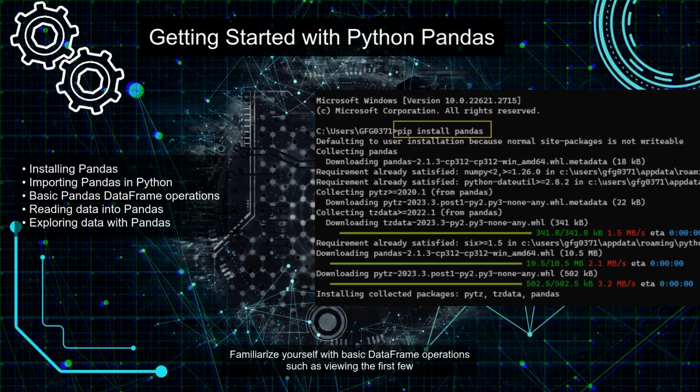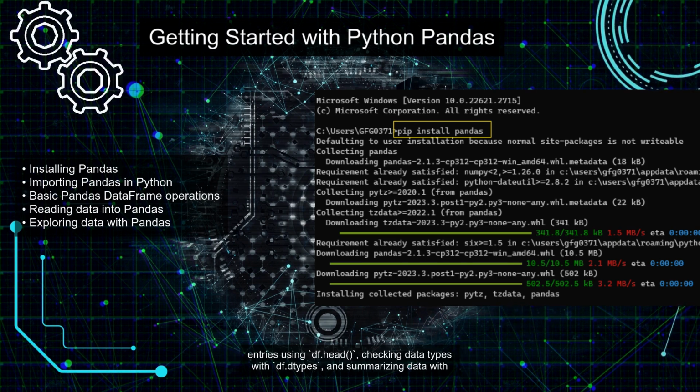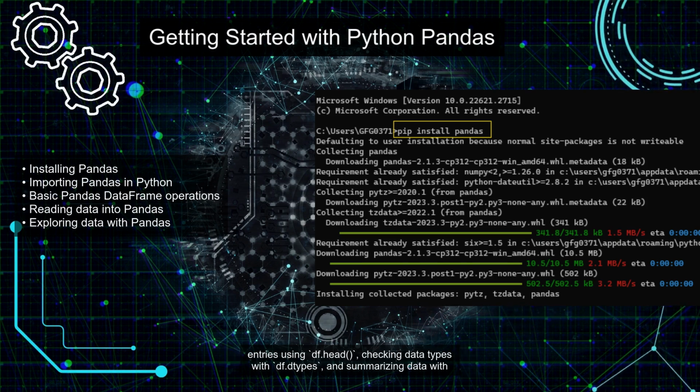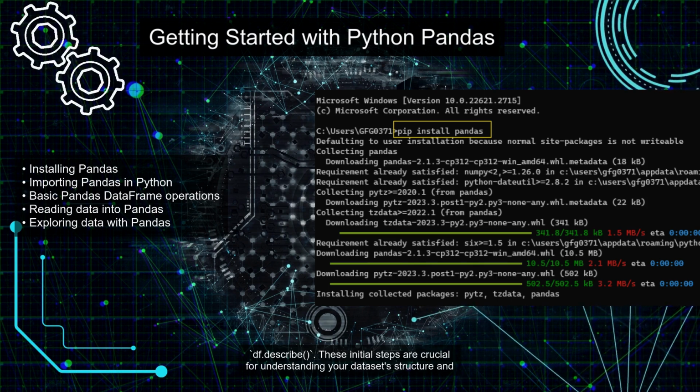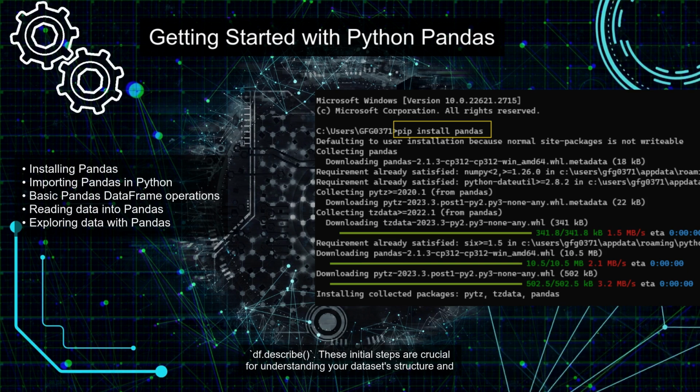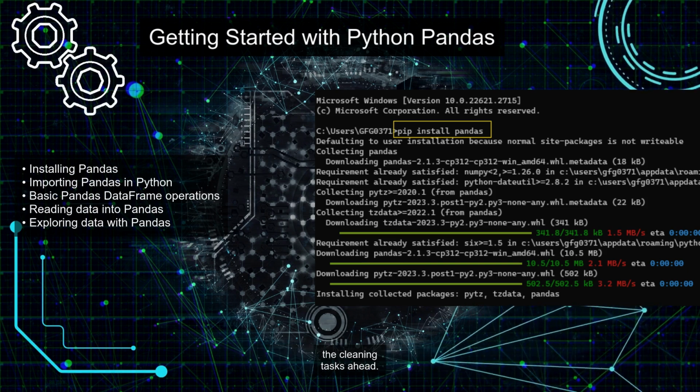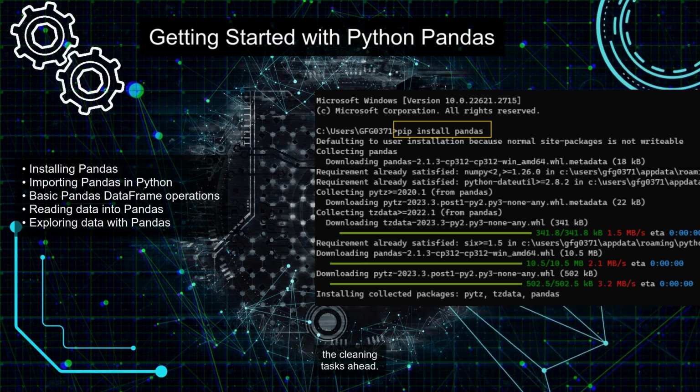Familiarize yourself with basic DataFrame operations such as viewing the first few entries using df.head, checking data types with df.dtypes, and summarizing data with df.describe. These initial steps are crucial for understanding your dataset structure and the cleaning tasks ahead.